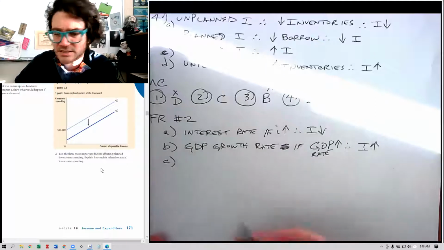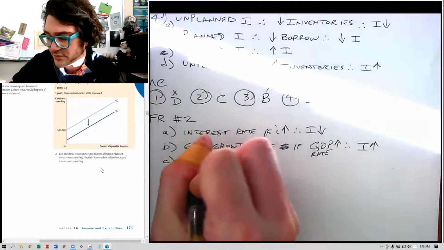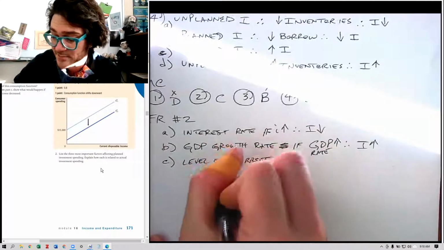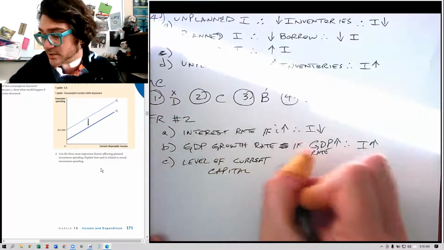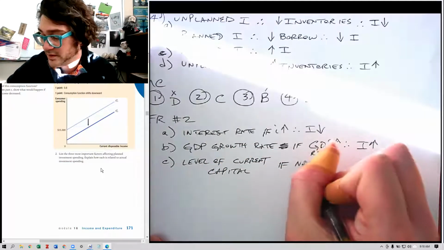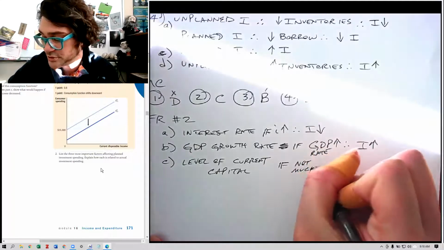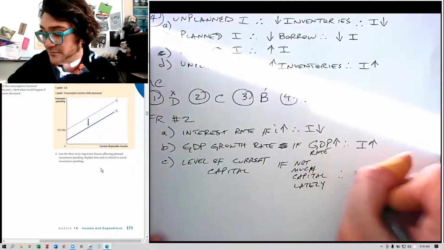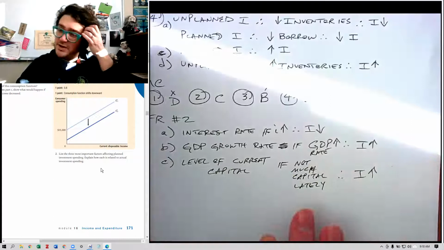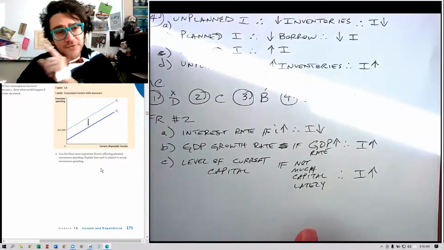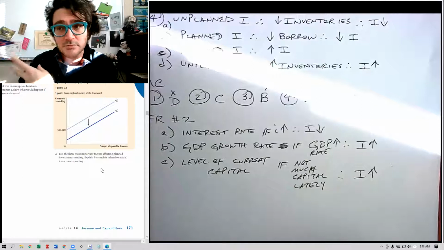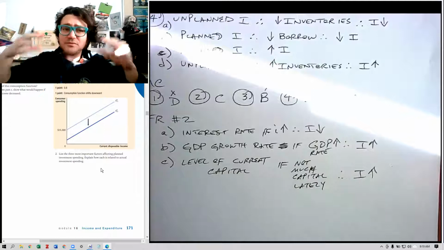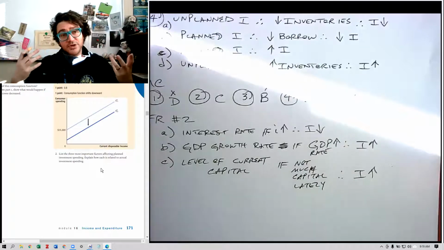And then the third one is the current level of capital, right? The current level of capital. And we'd say if not much capital lately, therefore investment spending would rise. This is kind of an abstract idea, but the idea here is if you don't have very much machinery and factories and new construction for 2 or 3 or 4 years, and there hasn't been very much going on, then there's kind of a backlog.